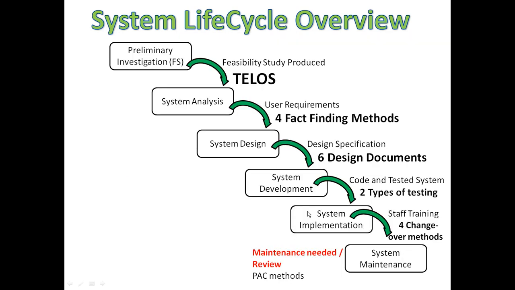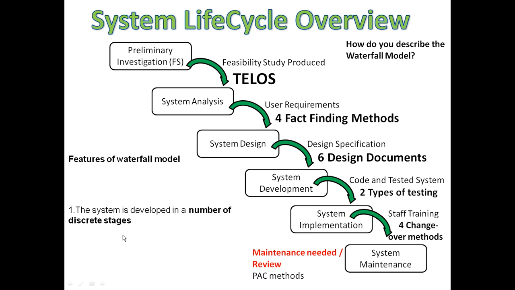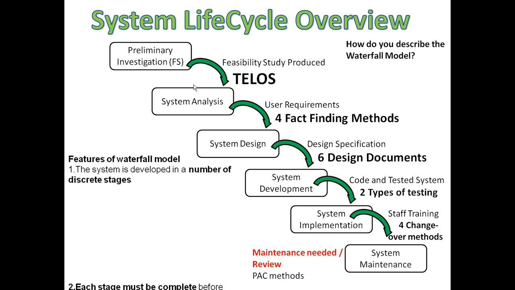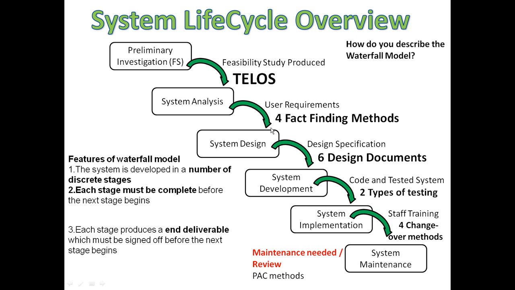If you were asked to describe this, this is how you would describe it. You would say that there's a number of discrete stages. So feasibility, analysis, design, development. A number of discrete stages. At the end of each stage, something is produced, and each stage must be complete before you can move on to the next one. So the analysis must be done before you can move on to the design.